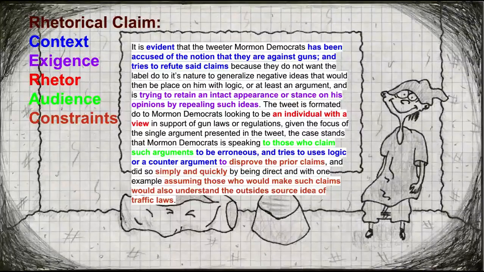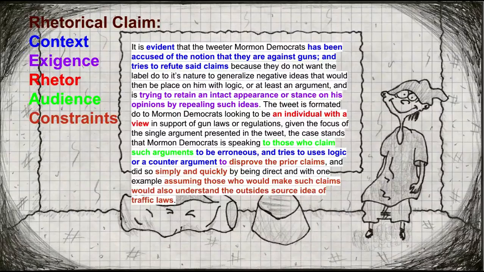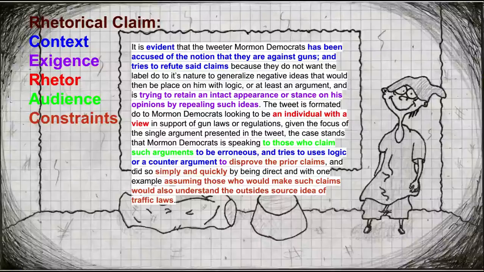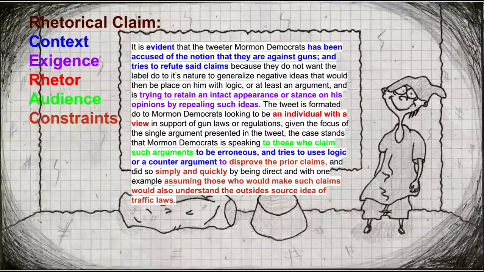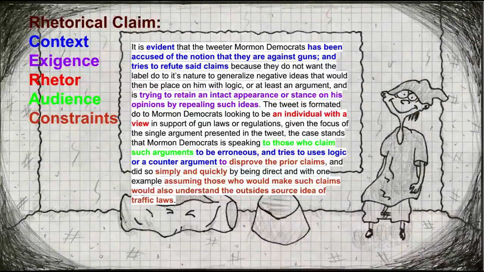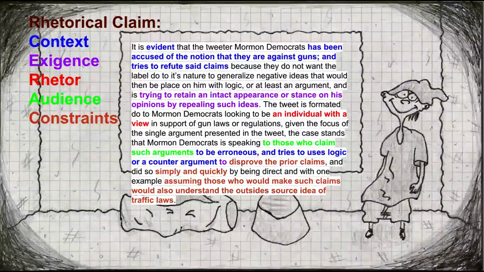The tweet is formatted due to Mormon Democrat looking to be an individual with a view in support of gun laws or gun regulations. Given the focus of the single argument presented in the tweet, the case stands that Mormon Democrat is speaking to those who have made such arguments against him to be erroneous, and tries to use logic or at least a counter-argument to disprove these prior claims, and did so simply and quickly by being direct with one example, assuming those who make such claims would also understand the outside source of traffic laws and make the connection that you cannot use such logic.